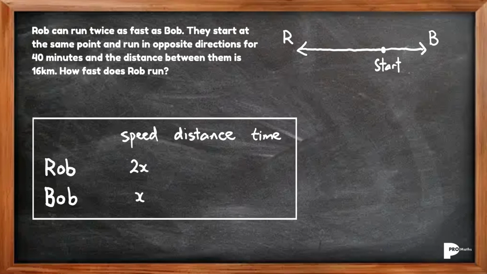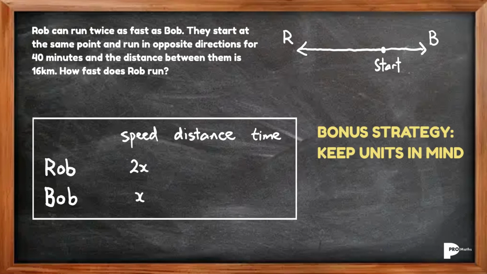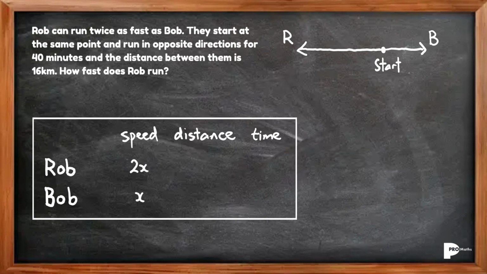Now, bonus strategy 2. Keep units in mind. The question hasn't told us what units to give the speed, so we'll choose to give it in kilometers per hour. So we want all our units to be in either kilometers or hours. So converting 40 minutes to hours is 2/3 of an hour. Then using distance equals speed times time, their distances in terms of x are.